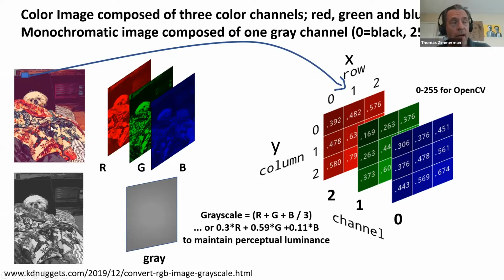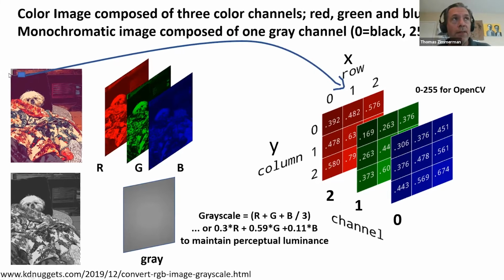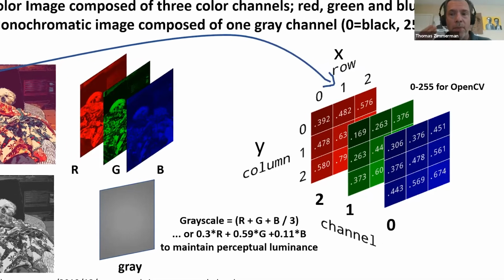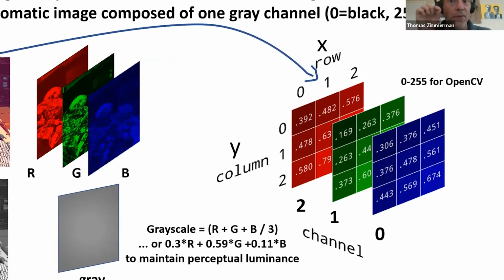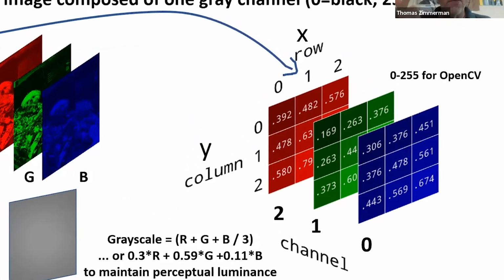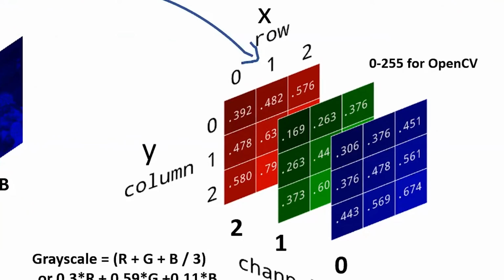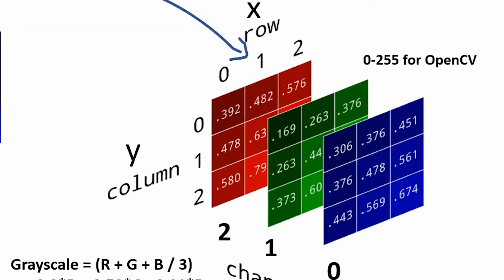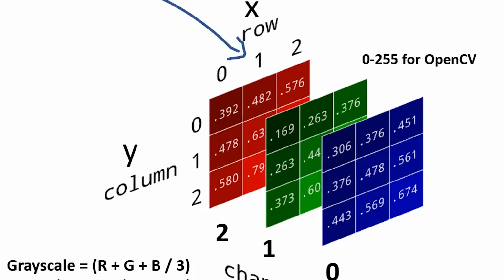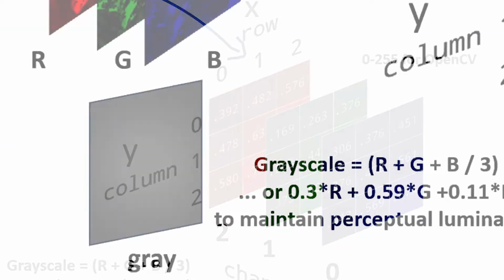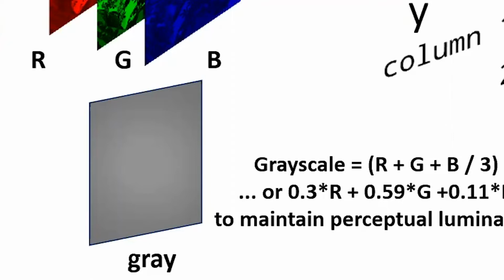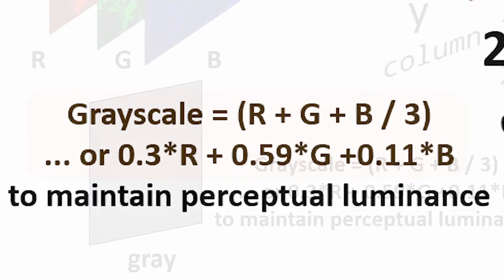So if you were to put this in an array, you'd have the X and Y position of a pixel, but then you need three different numbers for each pixel: the red value, the green value, and the blue value. So a color image has three dimensions: the X, Y, and the color, the three color channels. A grayscale, on the other hand, is only a two-dimensional array: X and Y, and then the value, the intensity.